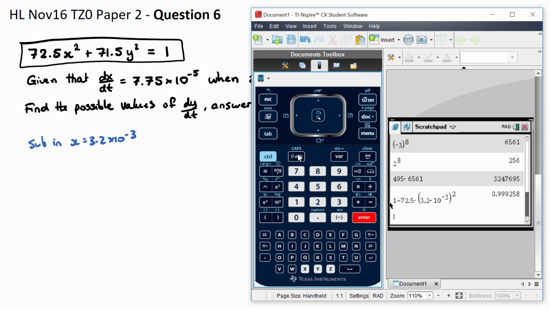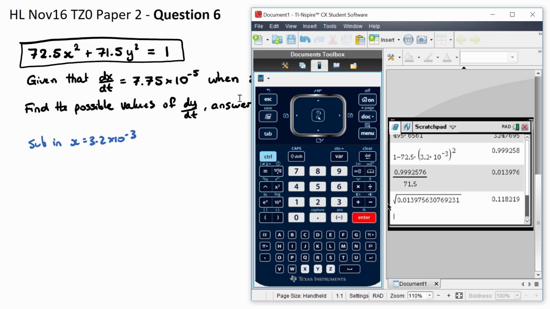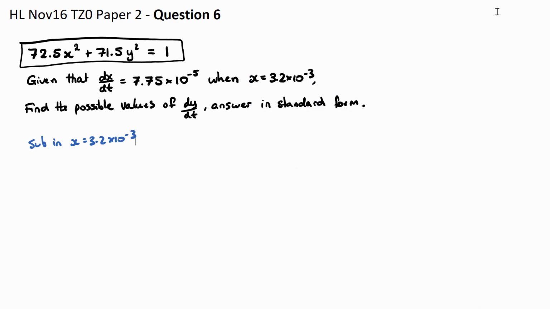If we divide that by 71.5, and then take the square root, we're going to get y equals plus or minus 0.118219. So y will equal plus or minus 0.118219.